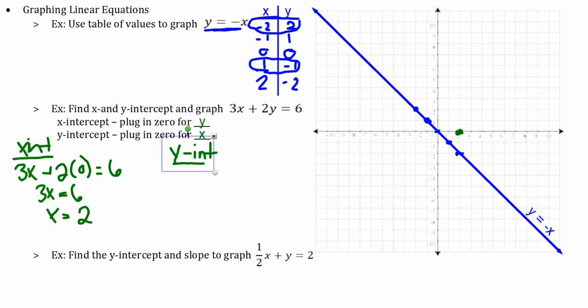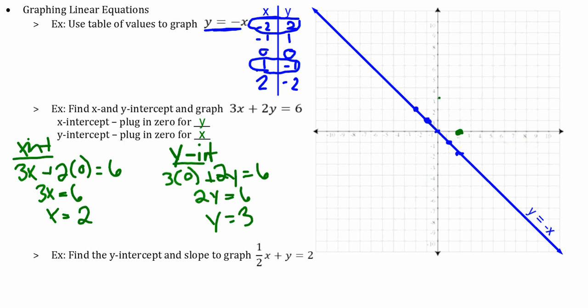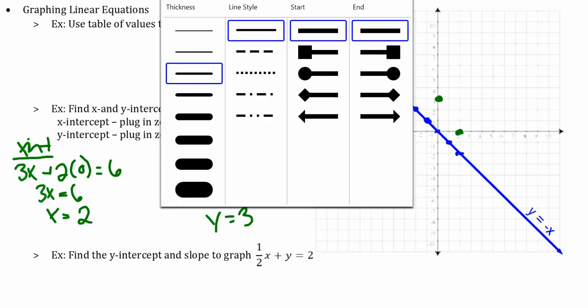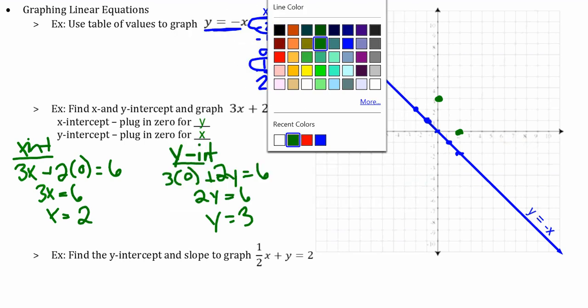So here we go. So 3 times 0 plus 2y is going to be equal to 6. 3 times 0 is just 0, so all we have is 2y equals 6. And divide by 2, so y is equal to 3. So positive 3 on the y-axis is going to give me my y-intercept. So here's positive 3 on the y-axis. Okay. And so my straight line is going to go through those 2 points. So I can maybe graph a nice straight line through those points.